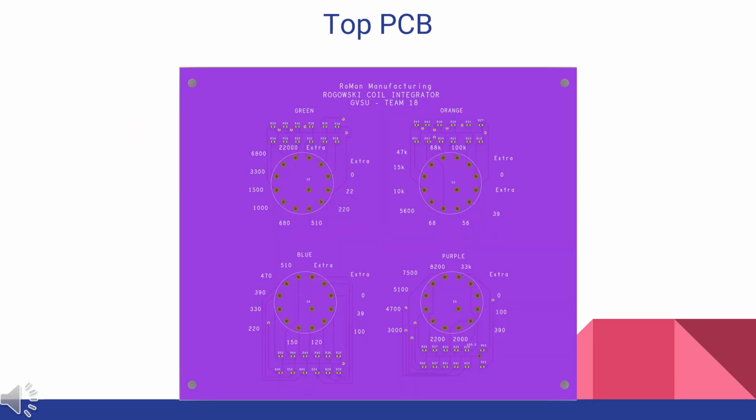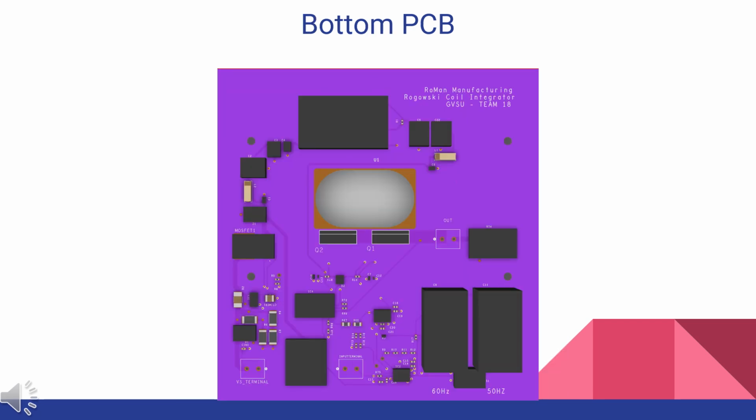This is the top PCB board, which holds all the user switches. This is the bottom PCB, which includes the 50-60 Hz switch, the voltage to current integrator, all of the power supplies, including the hot swap, and the amplifier.